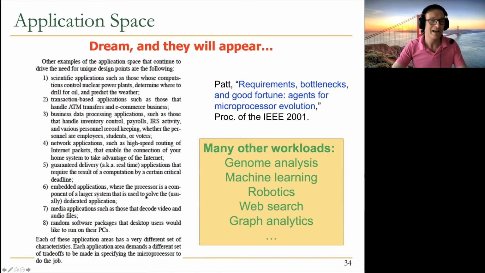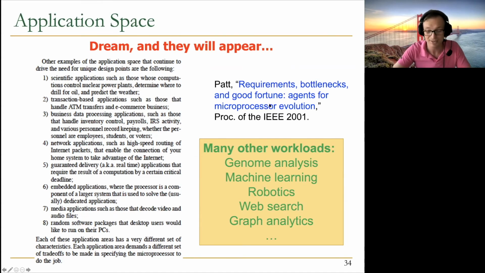Okay, so application space is huge also, and I would recommend looking at this paper that talks about some applications as early as 2001 over here. But again, applications dream and they will appear. People will always come up with good applications and interesting applications to do something important, like genome analysis we discussed, machine learning, robotics, web search, graph analytics.